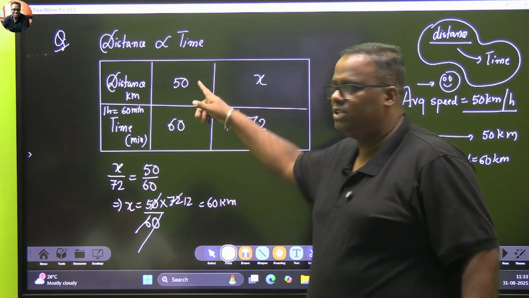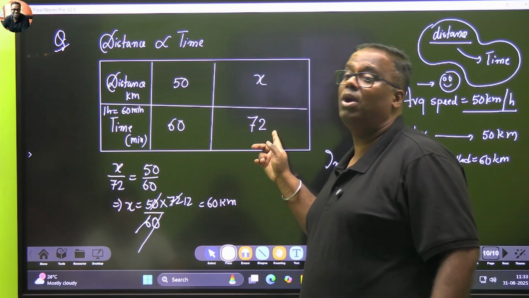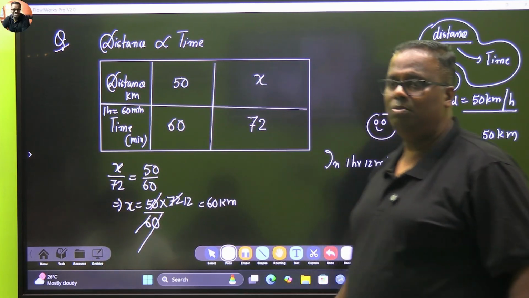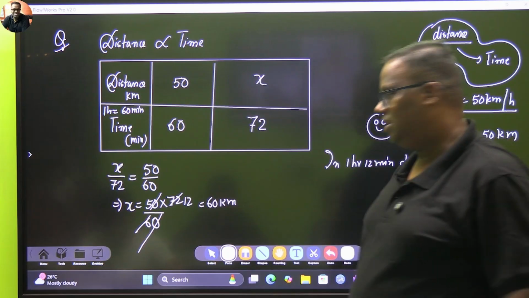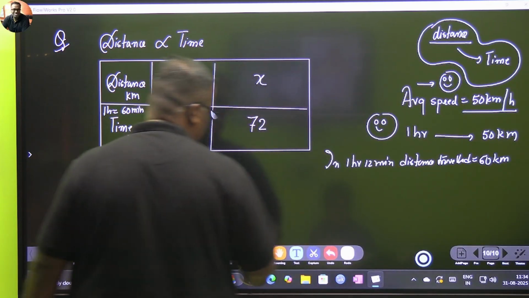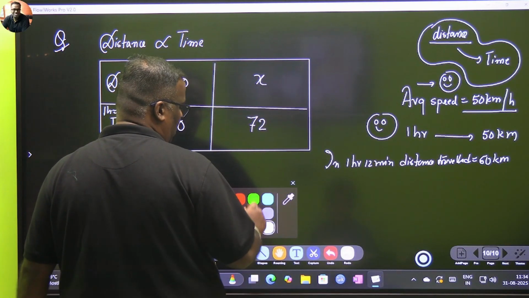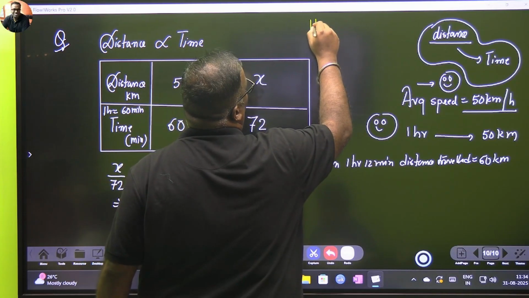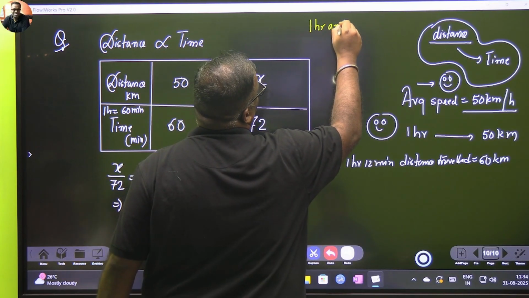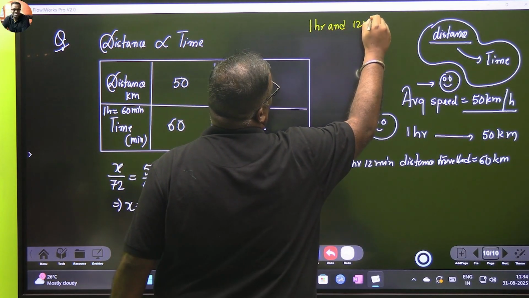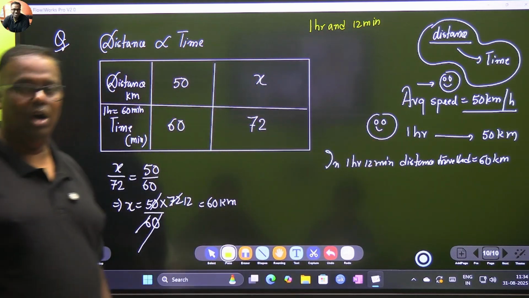I will write 50 and 1. Here it will be 1 hour 12 minutes. 1 hour 12 minutes, do you know how to convert to hours? Let's check. How to convert 1 hour 12 minutes? It will be like this. See, 1 hour and 12 minutes. Do you agree? We have to convert it into hours.